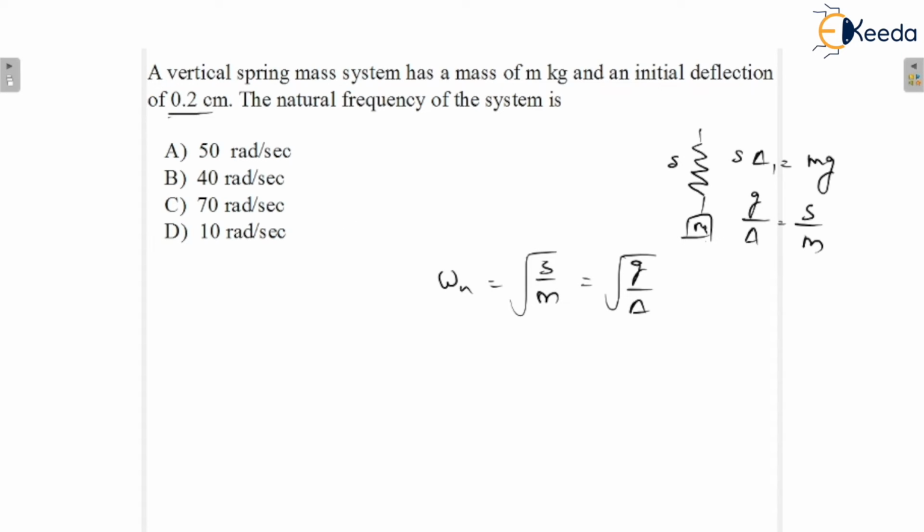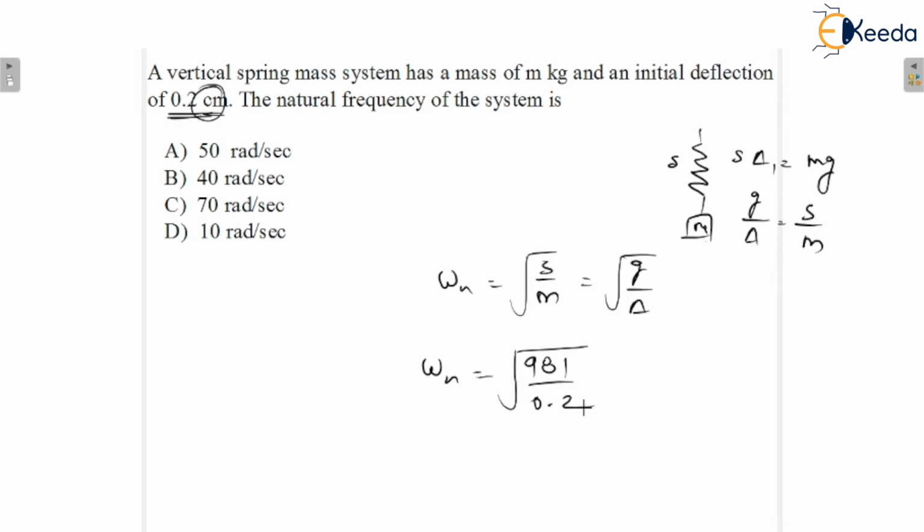And what is delta? Delta is given 0.2 centimeter. It is given in centimeter. Either you can convert it into meter or mm, but whatever be the unit you are putting here, that would be the same unit of gravitational acceleration. Remember one thing. So if you put the value in centimeter, it would be 981 upon 0.2. Then you will get the correct answer.